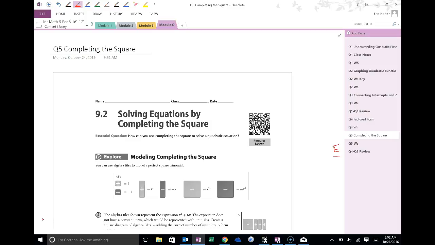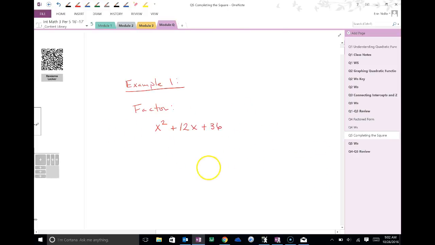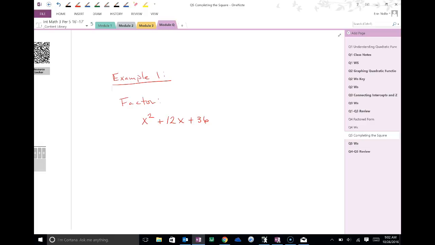In order to start this off, I want to do an example of factoring. Take notes on this. If I asked you to factor this, which method could you use? The easy method, right? I'm looking for two numbers that multiply to 36 and add to 12. 6 and 6.